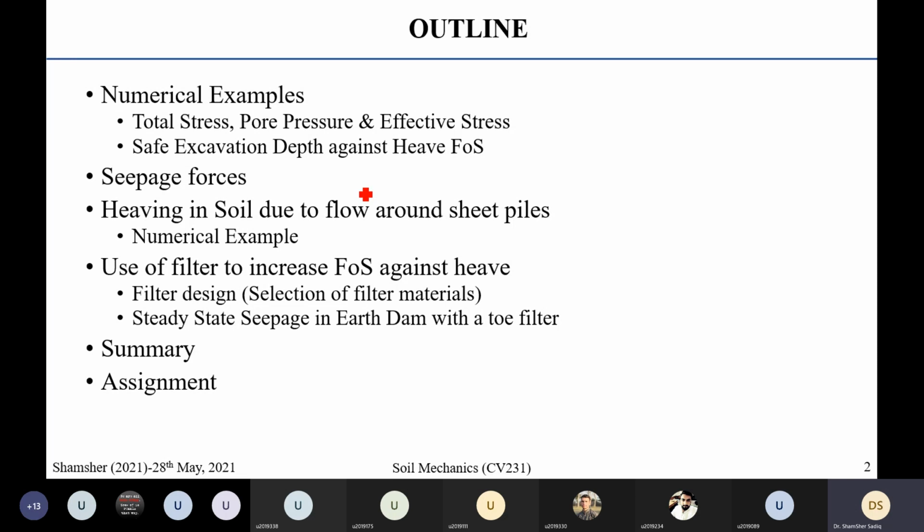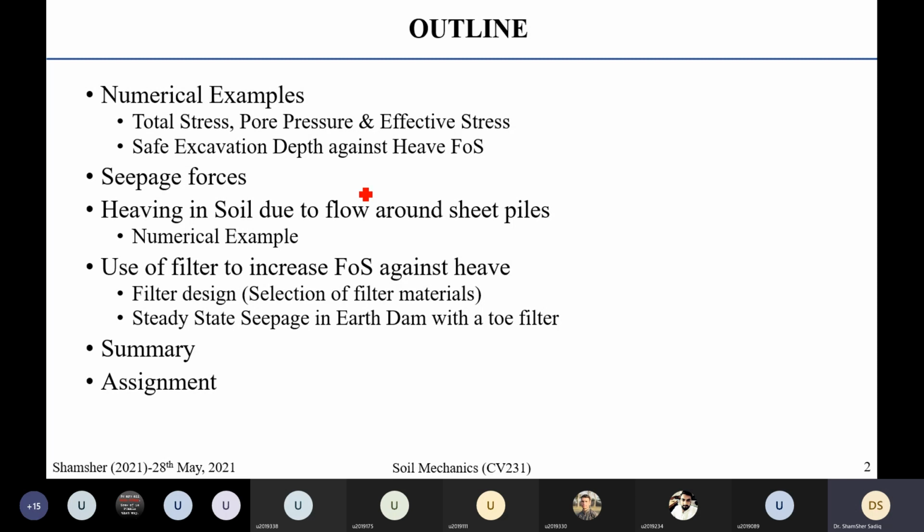and effective stress. Then we can apply the knowledge of seepage, for example, the limiting or critical hydraulic gradient, to calculate the safe cut excavation in clays. We will also solve one numerical example on that. Then, similar to the seepage stresses, we will simply multiply by the area to convert it to seepage forces and then divide by the volume to get the seepage force per unit volume.